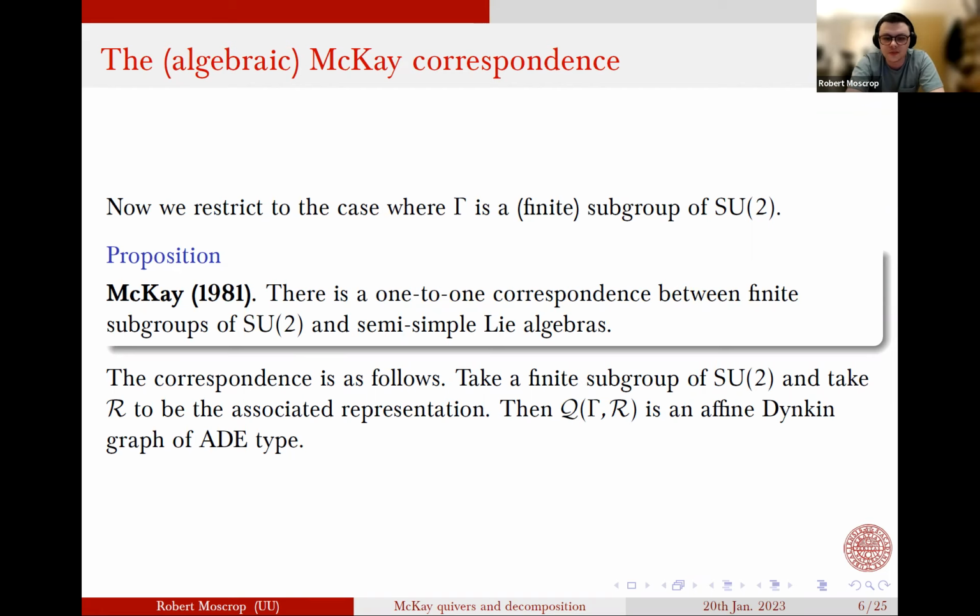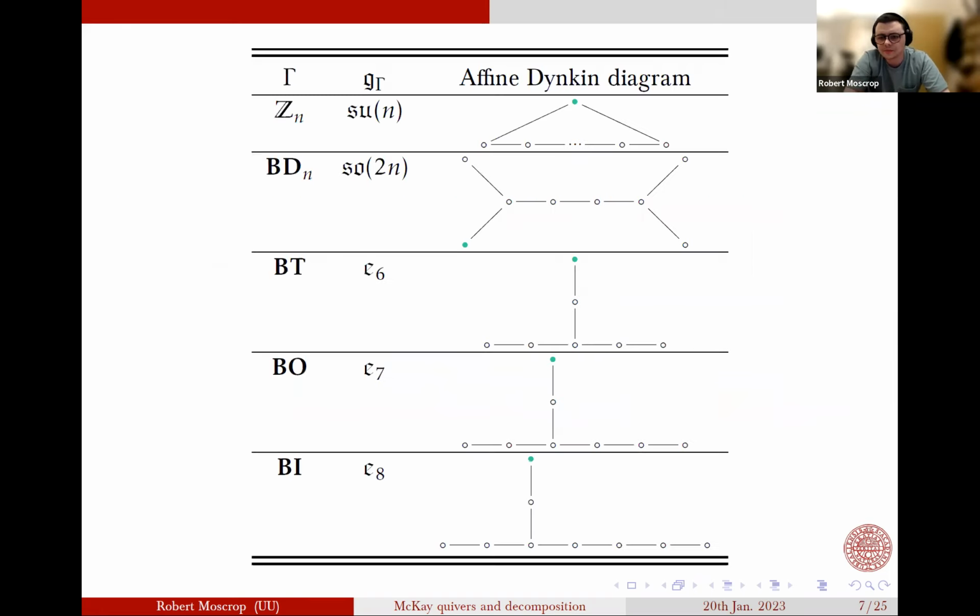And in case you haven't seen these before, it's exactly this table here. The groups on the left are the cyclic group, binary dihedral, binary tetrahedral, binary octahedral, and binary icosahedral. If I plot the McKay quivers by embedding these inside of SU2, I get these things on the right-hand side. And the highlighted node is always going to be the trivial representation. Yeah. So in your theorem before, you meant simply laced and simple. Yeah, sorry. Yes, ADE is what I should have said.